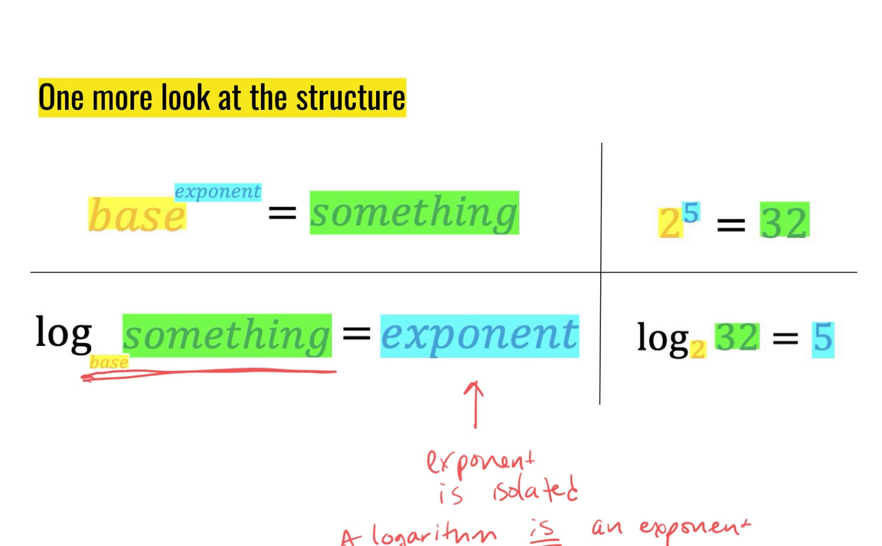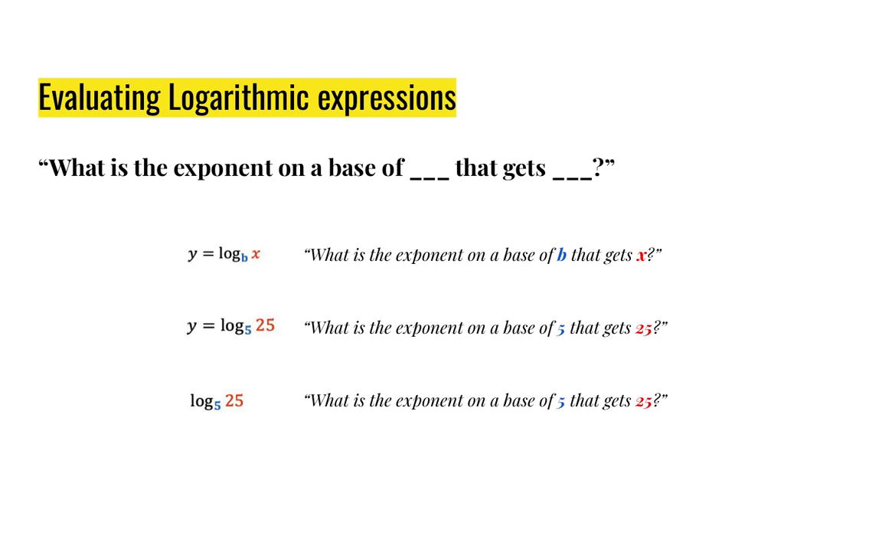Okay, I'm going to give you one more language structure to help you understand what you're looking at when you look at logarithms. This is a sentence to also put into your summaries. When you see a logarithm, read it and think like this: what is the exponent on a base of blank that gets blank? In the generic expression, y would be my exponent, and it's saying, what is the exponent on a base of b that gets x? Base of b that gets x, this is the exponent.